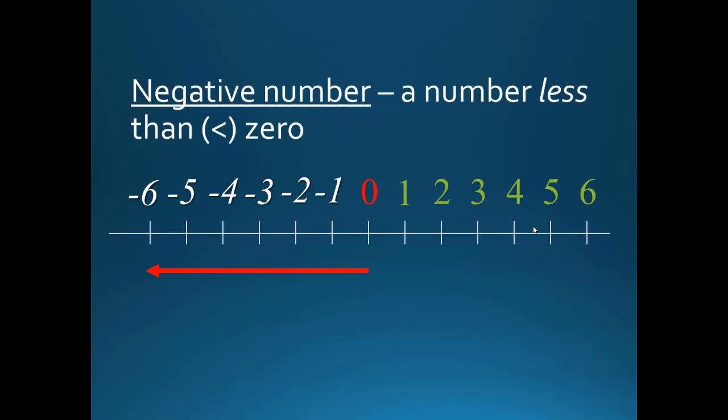So we are talking about the negative numbers. Negative numbers is a number less than 0. We can say minus 1, minus 2, minus 3, minus 4, and so on. How about the 0 number? 0 is neither a positive nor a negative integer.